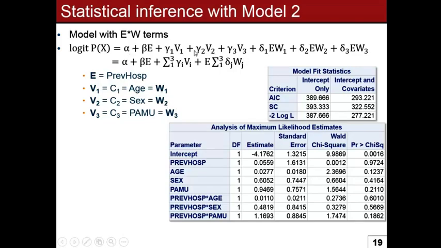Here's one way to write the model: alpha plus beta times exposure, plus gamma 1 V1, and so forth, and then delta 1 times E times W1, up to delta 3 times E times W3. We can simplify the way we write this. This is the simpler way to write the model. We just use summation signs and say we've got 3 confounders and 3 effect modifiers. And here's what the output for that would look like in SAS.